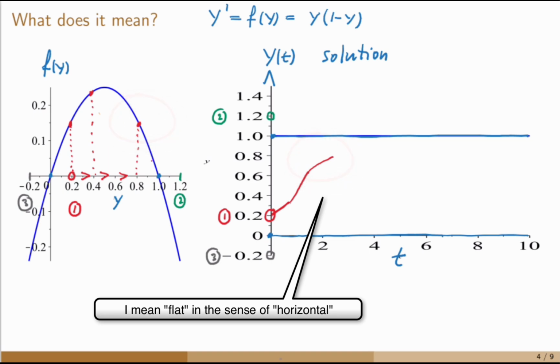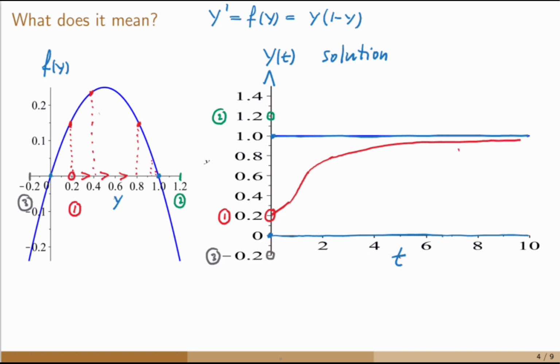And then if I go further and further along the curve of f, I come closer and closer to 1, but the slope gets flatter and flatter. So what this looks like is like this. I asymptote to 1. So this is now the solution. Let's call this y1 of t for the first case.